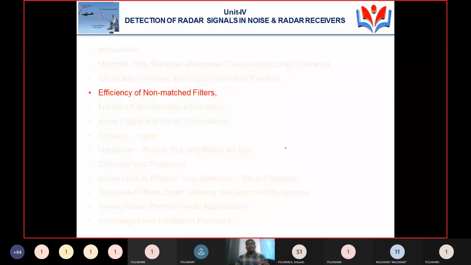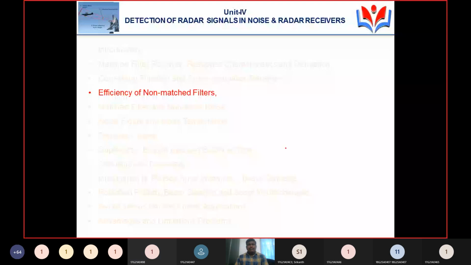If it is not like that, it means the filter that we are using does not have a frequency response equal to the received signal frequency response. In such cases, definitely there will be degradation in performance. Let us see how it will be.